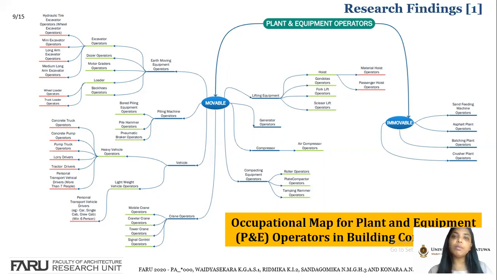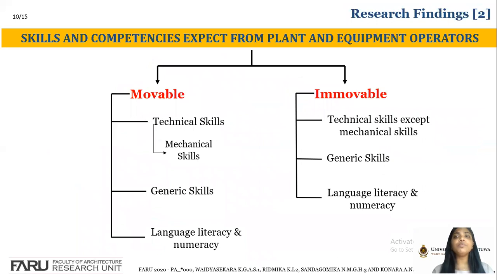And moving to the movable plant and equipment operators, they have highlighted eight subcategories, namely earth moving equipment operators, piling machine operators, lifting equipment operators, etc. And the respondents have highlighted many other occupations under each category of movable plant and equipment operators. With those research findings, we have developed this occupational map. And moving to the next findings, the skills and competencies expected from the plant and equipment operators were identified.